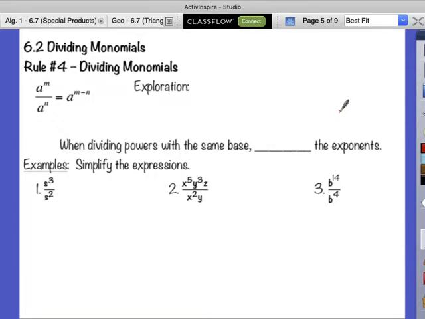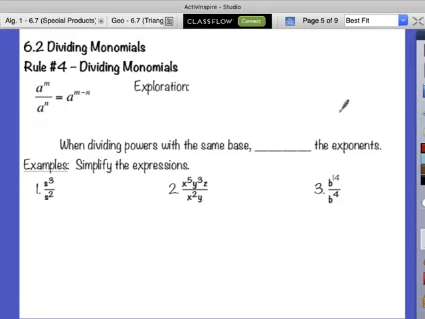Today's Thursday, the 20th of March, 2020. So a lot of 20s there. If you look over the sideboard here, SWBAT: our students will be able to divide monomials today. We're dividing monomials in section 6.2.